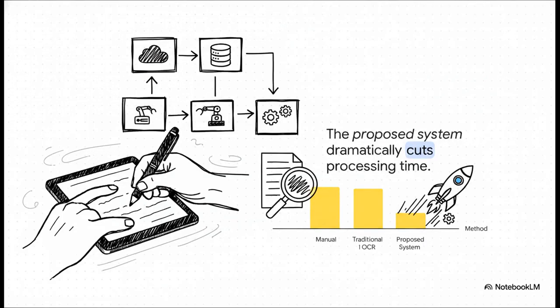And hey, if you want to look at pure velocity, just consider the total collapse in processing time. Manual processing of a complex document takes roughly 120 seconds. Traditional OCR cuts it in half to about 60 seconds. But this proposed modern system we've been talking about drops processing time down to a mere 9 seconds. It fundamentally transforms the scalability of enterprise workflows, turning sluggish manual operations into these near instantaneous digital pipelines.